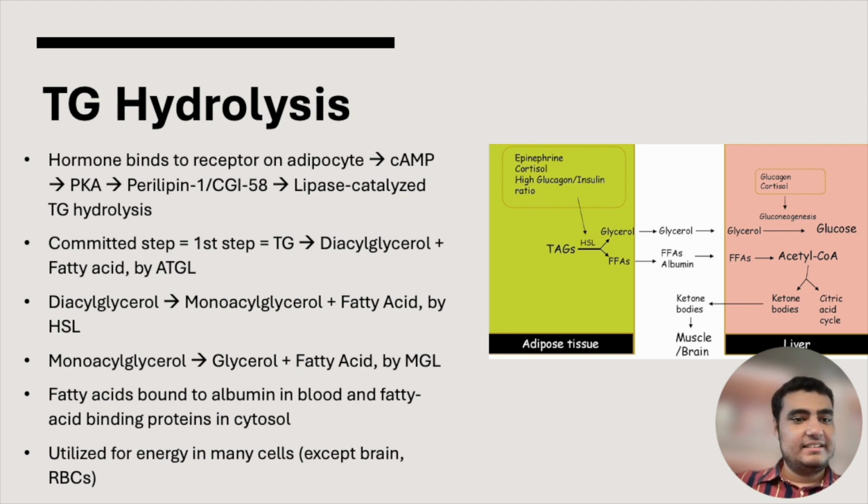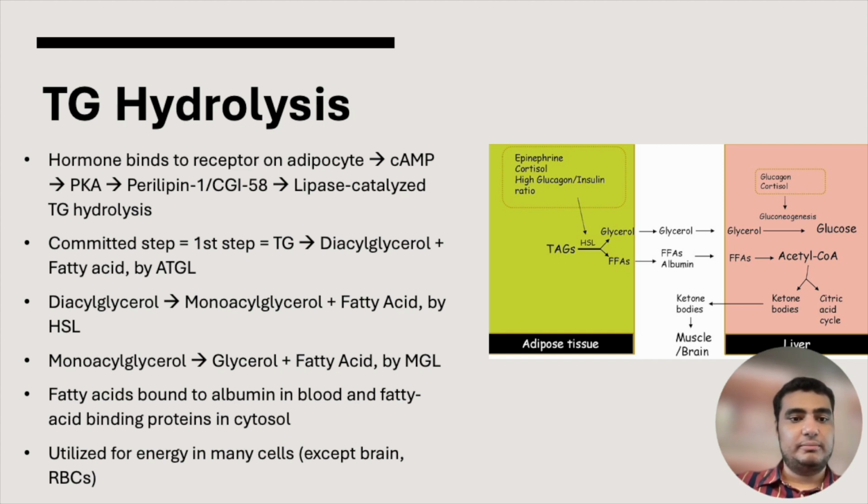What happens is, in order for this process to be initiated, we have hormones acting on adipocytes. This would cause cAMP production and then PKA production via the G protein pathway. PKA would then activate perilipin 1 and CGI-58, and this protein would activate the lipase-catalyzed triglyceride hydrolysis. So it consists of several steps.